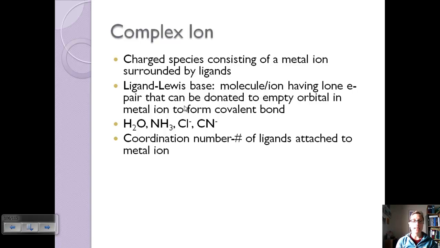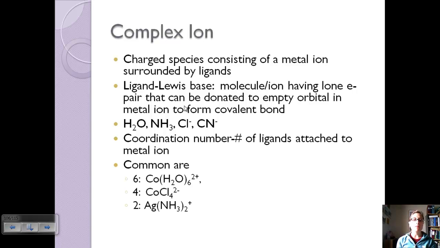When we look at these complex ions, we also have what are called coordination numbers, and these are the number of ligands that are attached to the metal ion. So some common ones, a coordination number of 6 could be something like cobalt and 6 waters, and so that 6 corresponds to the number of ligands attached to the metal. If you have a coordination number of 4, then you could have like 4 chloride ions, and a coordination number of 2 might be 2 ammonias. And you can also see they're all charged species with a metal and this ligand.